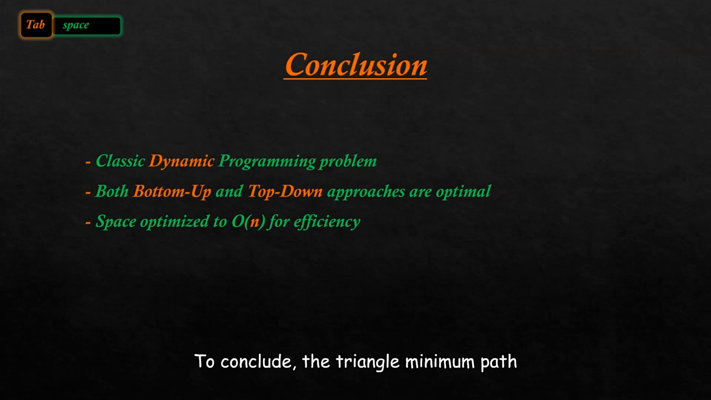To conclude, the triangle minimum path sum problem is a classic example of the power of dynamic programming. We began with brute force, saw its inefficiency, and replaced it with smarter strategies. Both bottom-up and top-down methods lead to the correct result, and with space optimization, the solution is practical and efficient. This problem teaches us a larger lesson. When faced with countless possible paths, the right perspective can turn overwhelming complexity into structured clarity. Thank you for your attention.